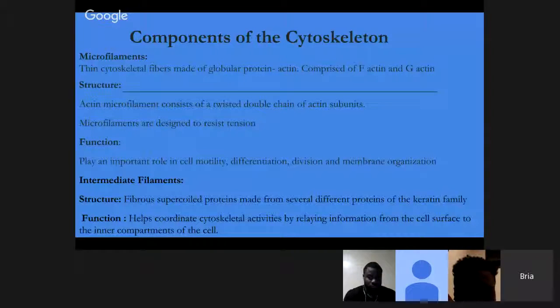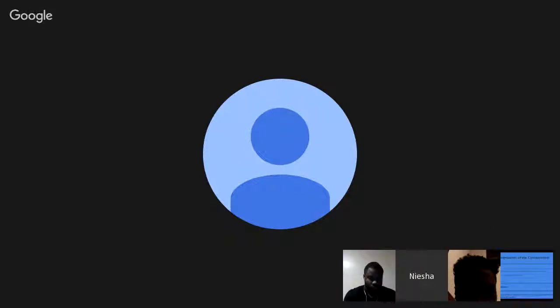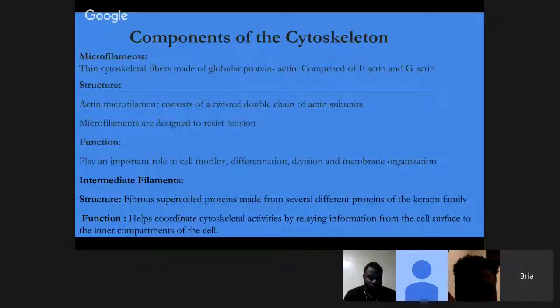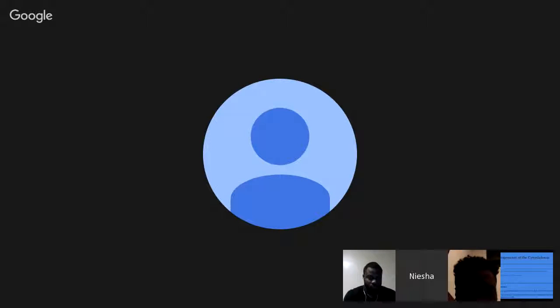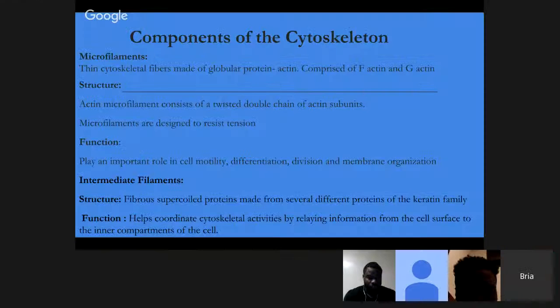The last structure, the intermediate filaments, are the middle-sized filaments compared to microfilaments and microtubules. They're made up of keratin, a fibrous supercoiled protein. The intermediate filaments are like a meshwork that works together to serve like a net in the cell, and it helps protect them from mechanical stress. It also helps the cell be able to bend without being broken.